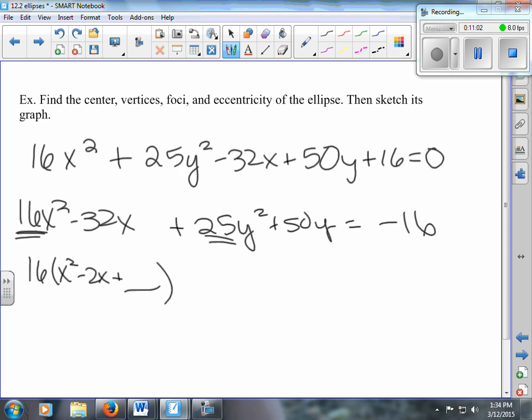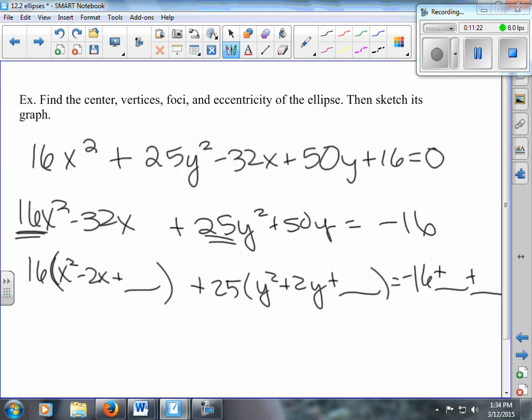Same thing with the y's. I'm going to factor 25 out and complete the square inside of the parentheses. It just makes it much nicer. Now, when I complete the square, you add the magic number to each side. And the magic number inside of this parenthesis is b over 2 squared. And so here, 2 over 2 squared is 1. Well, 2 over 2 is 1, and 1 squared is 1.